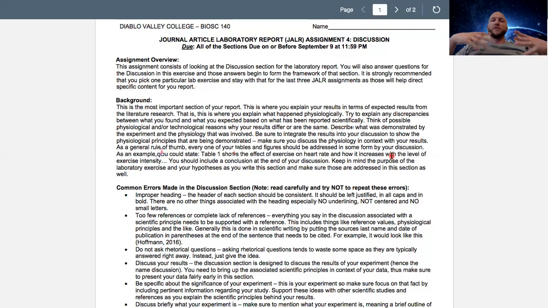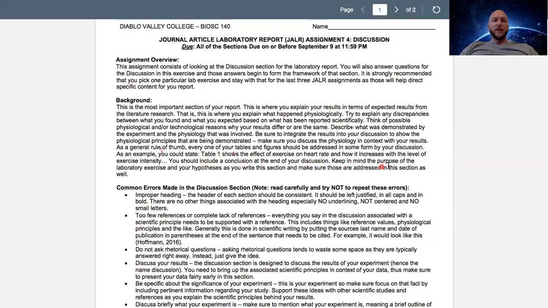And so bring up your data, bring up your results, and then discuss what those results show. What happened in your experiment? Why did you get the results that you got? Explain the science behind it. So table 1 shows the effects of and how it increased.